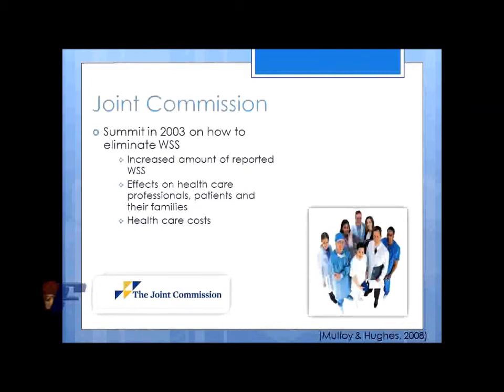So in 2003, the Joint Commission, along with the American Academy of Orthopedic Surgeons and other organization leaders, held a summit to discuss ways to help decrease and eliminate wrong site surgery. At this summit, 3 things were discussed, and they are as follows. The increased amount of reported wrong site surgeries that are occurring, the effects that wrong site surgery has on healthcare professionals, patients, and their families, as well as healthcare costs in relation to wrong site surgery.